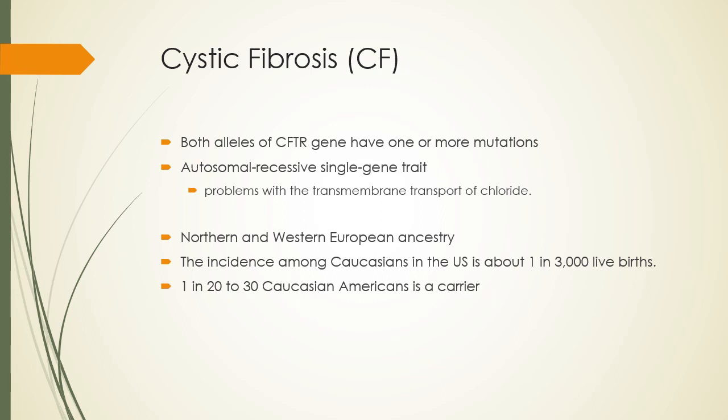Cystic fibrosis is a monogenic disorder in which both alleles of a gene have at least one mutation, sometimes more, which will lead to problems in transmembrane movement or transport of chloride, basically in and out of the cell. This is, of course, an inherited disorder, and the pattern is an autosomal recessive single gene trait.